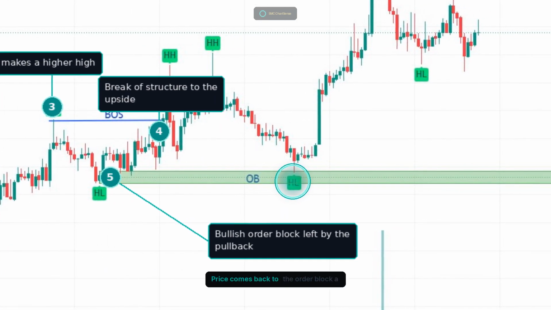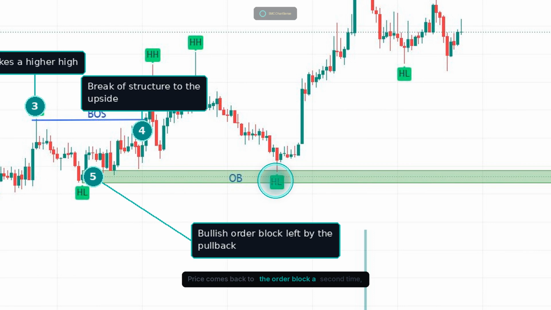Price comes back to the order block a second time, tagging the band again, the second higher low on the zone, and again it holds. This separates the chart from an ordinary single retest. The zone is tested twice and defended both times. Repeated defense is structurally different from a single hold. A zone that turns price away once might be coincidence. Twice at the same level shows the demand there is real and persistent.